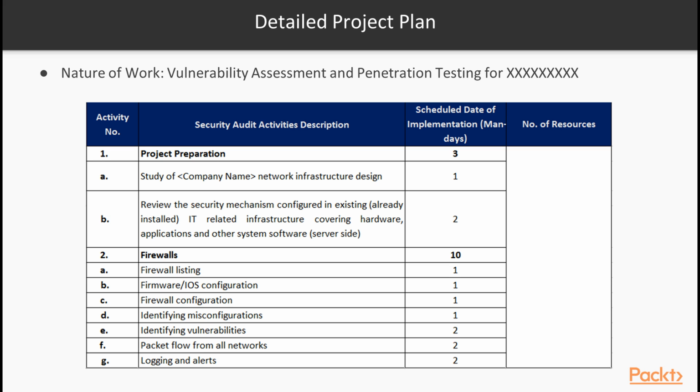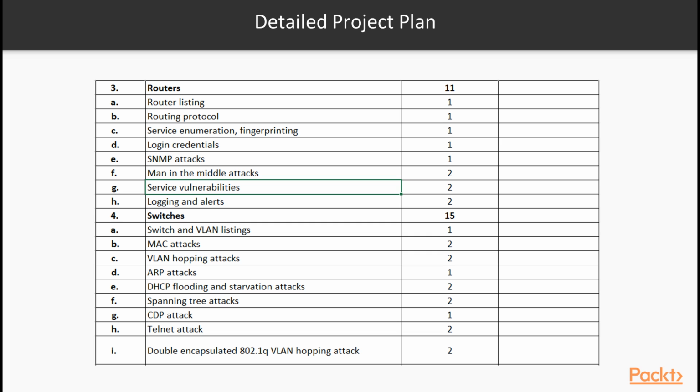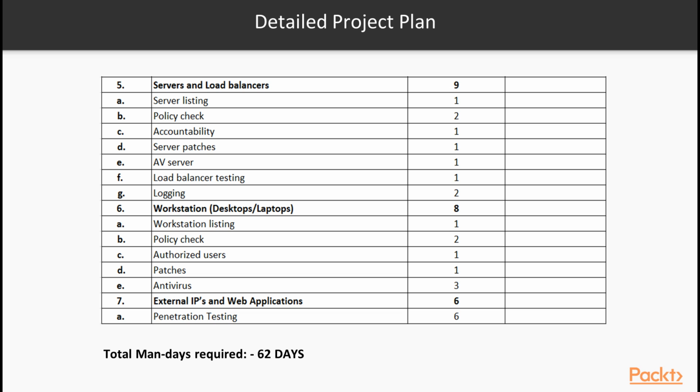Now once you define the man days or the time needed for completing the activity, that helps the client also understand how much time will be invested in this overall activity. Moving down, similarly I have created the detailed plan for the routers penetration testing, and then we have switches and servers and load balancers and so on. Depending on what devices are there in the client's network, you need to document them in your project plan. Based on this project plan, the total man days required would be around 62 days.